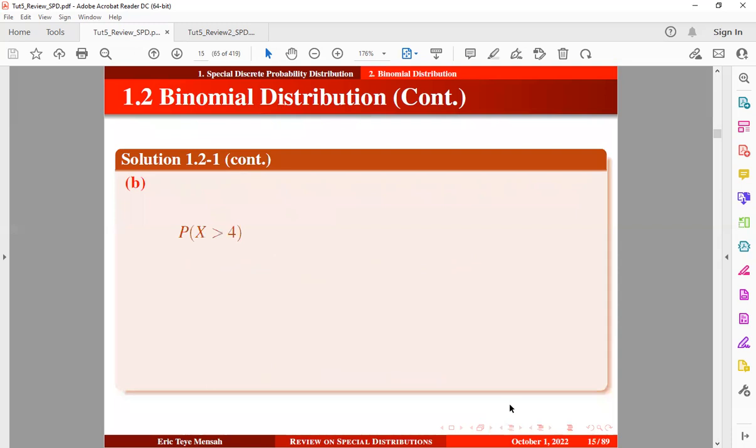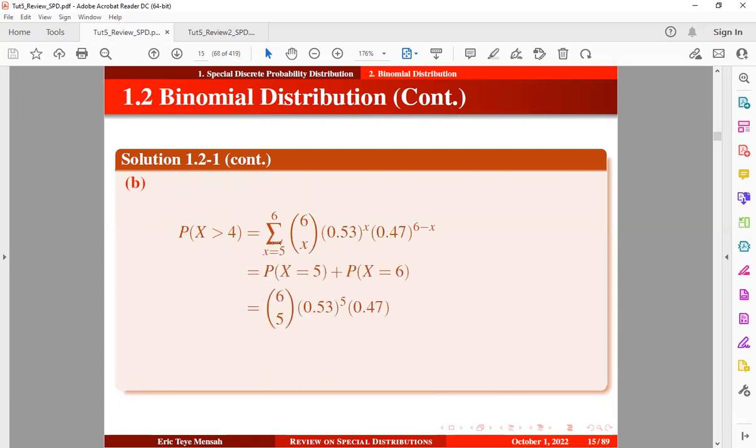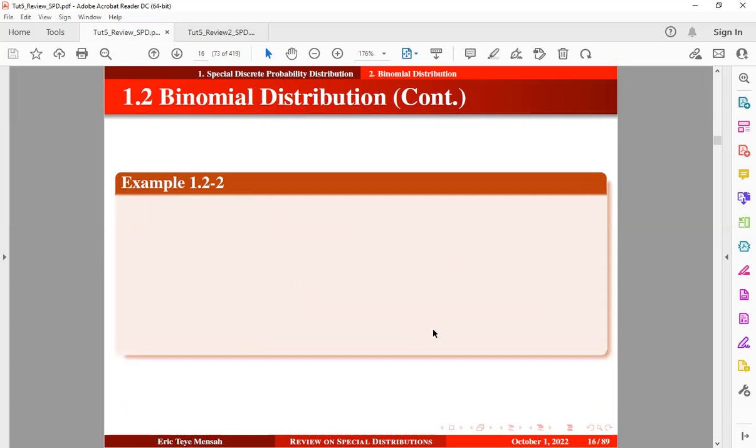Let's take a look at the second question. We want to find the probability that more than 4 of the babies selected are boys, and this is also similar to that. So we want to sum from 5 to 6. When x is 5, you have this, and when x is 6, you also have that. Once you use the calculator to compute this, you obtain that. Very simple. All right, so let's take a look at another example.